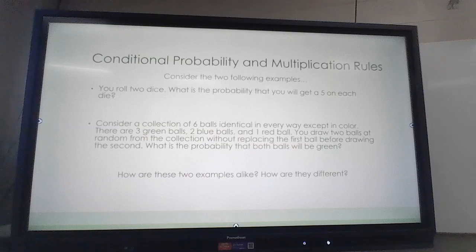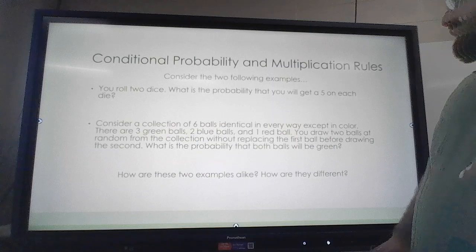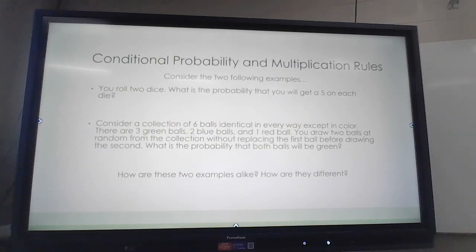Well, they're alike in that you're considering a probability of 2 events happening, right? In the first example, the first event is getting a 5 on the first die. The second event is getting a 5 on the second die. And it's similar to the colored balls example. You have a probability that the first ball will be green and the probability the second ball will be green.